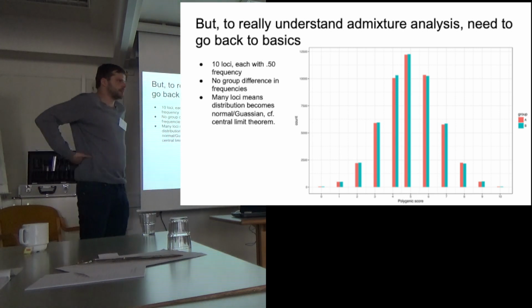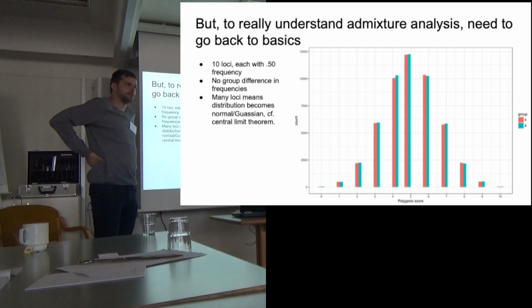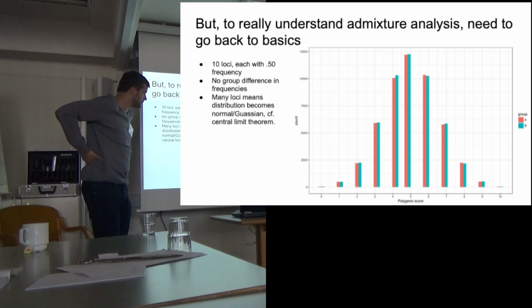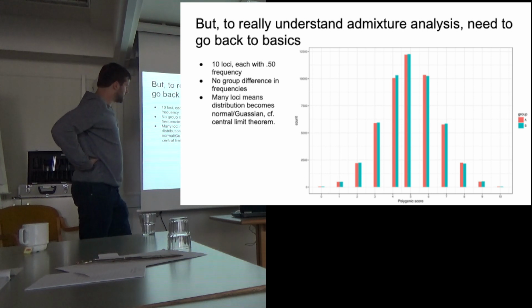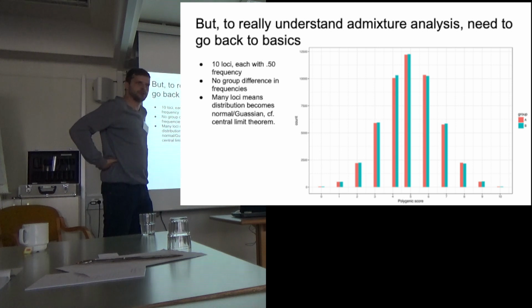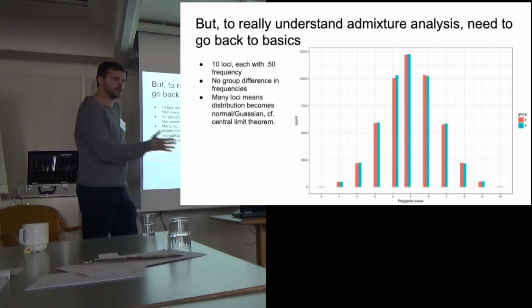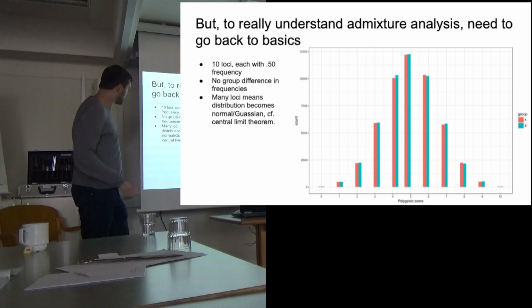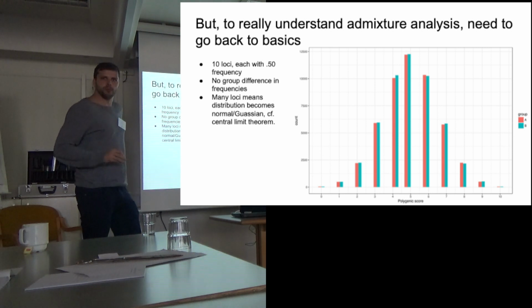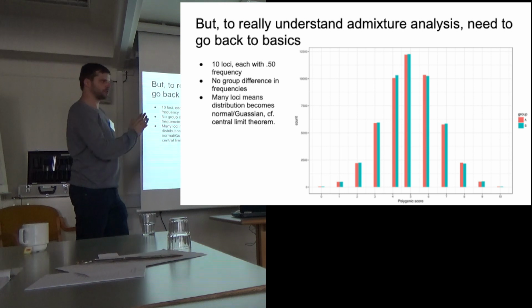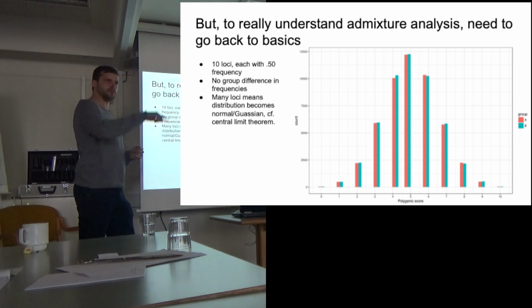But to really understand admixture analysis, you need to go back to the basics of statistical genetics. So I simulated a bunch of data to get a better intuitive understanding of this topic, and I'll take you through some of these simulations. You've probably heard of polygenic scores. It's just a score where you sum your genetic variants, whether they give you more or less IQ, or more height or something. The trait doesn't matter. You can score this.